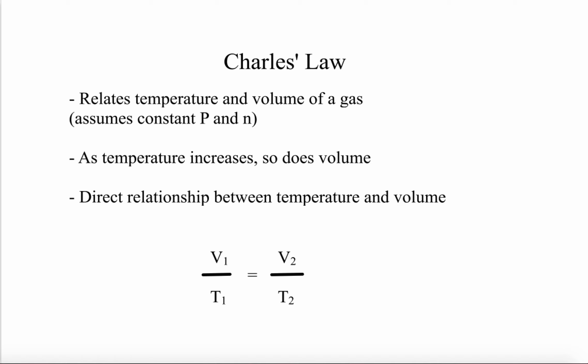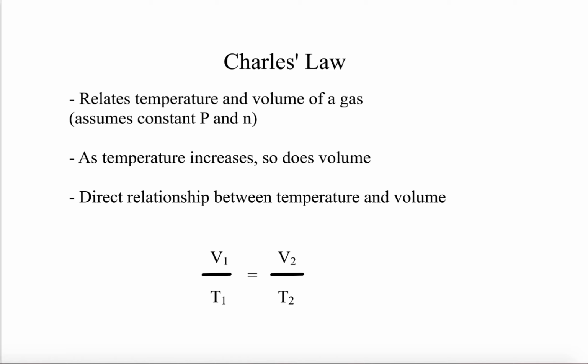Okay, so as you increase the temperature, things tend to expand. Okay, so there's what's called a direct relationship between temperature and volume. Alright, so just imagine if you were to heat up a gas, that gas would begin to expand outward. So the equation we use here for Charles' law is V1 over T1 equals V2 over T2. Again, we have that 1 is the initial and 2 is the final.